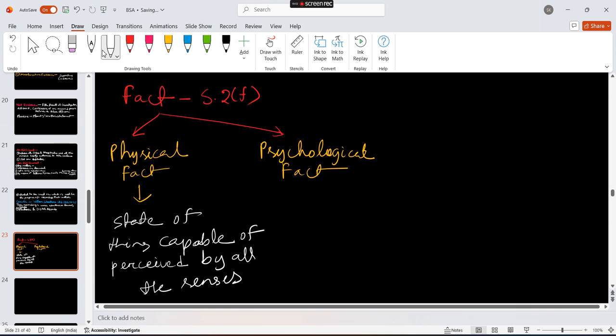Okay, and the second fact according to the BSA is psychological fact. Psychological fact means a mental condition of which a person is conscious. Okay, so here this particular thing is difficult to understand. What do you mean by a mental condition? If someone asks you, what do you think about Narendra Modi? Okay, so you have an opinion. That is a psychological fact.